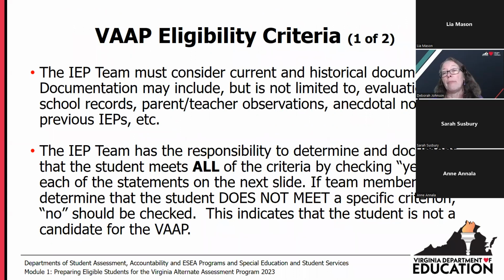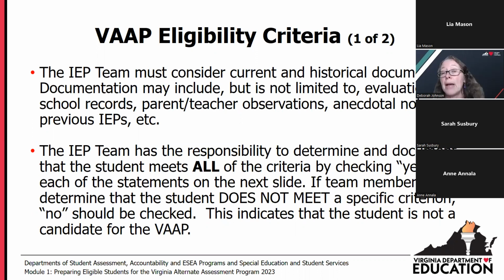So let's take a look at the VAAP eligibility criteria. First of all, the IEP team determines whether or not a student is eligible to participate in the alternate assessment. Again, I just want to reiterate that it's the IEP team decision. It's not a decision made by an administrator or any individual. It is done by the child's IEP team. That IEP team must consider current and historical documentation. The documentation may include, but is not limited to, evaluation data, school records, parent-teacher interviews, observations, anecdotal notes, and previous IEPs.